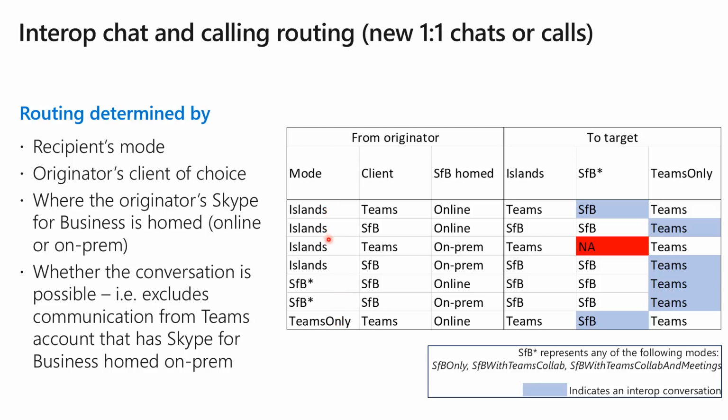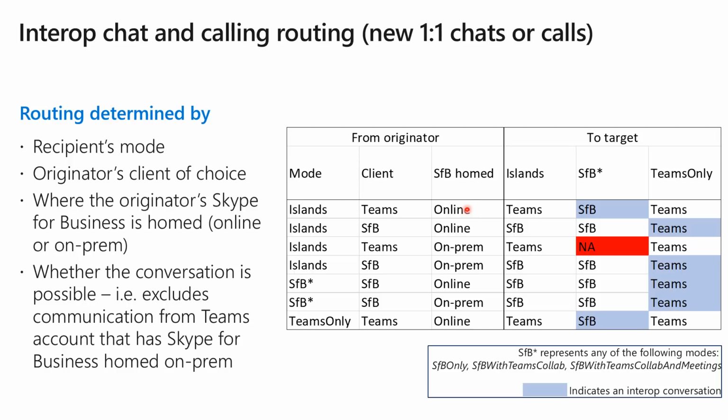If they are in islands, of course, the user would have a choice to start the conversation in Teams or the Skype client. If they're in one of the SfB star modes, right? Again, noted down here what the SfB star modes mean. They can only use the Skype for Business client to actually initiate a chat or a call. Likewise, if they're in Teams only mode, they could only use the Teams client to initiate a chat or a call. So we would use this matrix to determine, okay, where is the originator, what mode, what client, and where is their corresponding Skype for Business account homed?